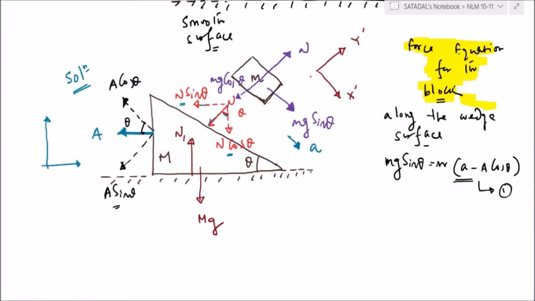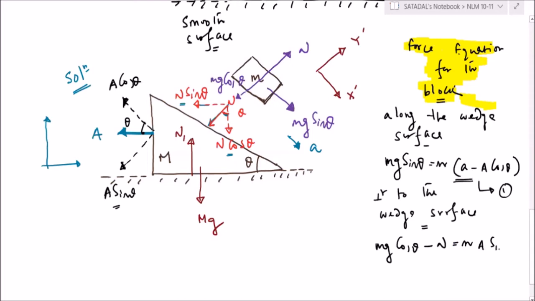So next, along perpendicular to the wedge surface, what is the equation? Downward force is mg cos theta minus upward normal reaction N is equal to mass into acceleration. This also we did in the first half. Both these equations were done in the first half. Okay, is that clear? Respond, everyone.